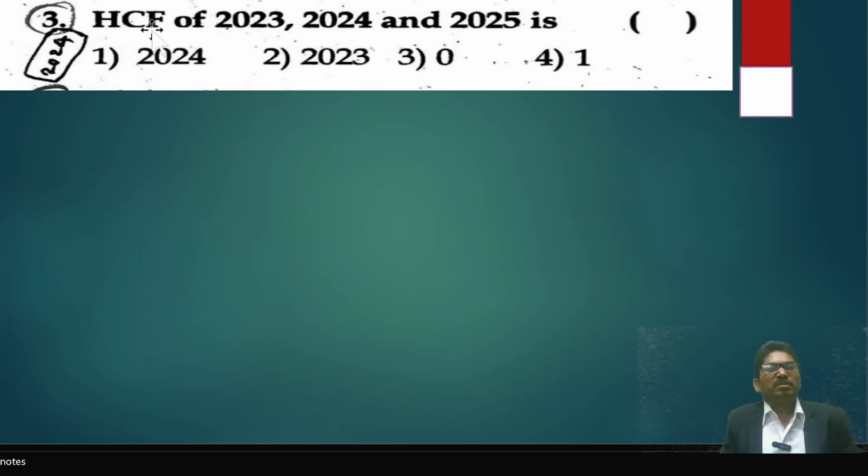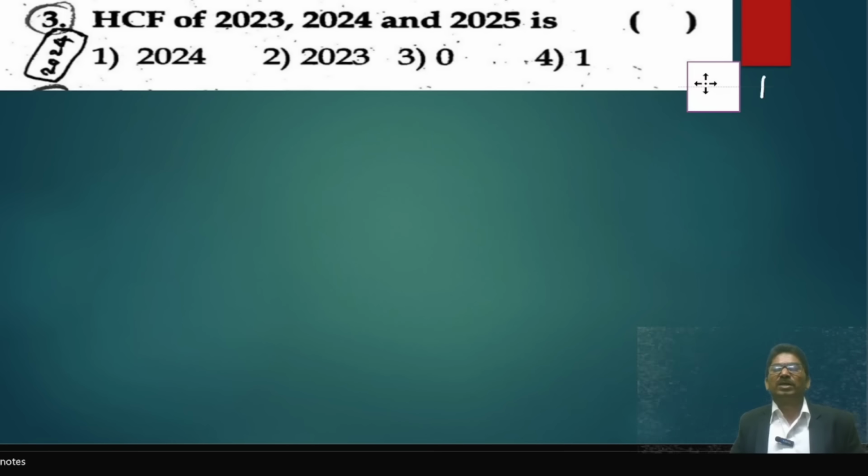Next, third: HCF of 2023, 2024 and 2025 is? HCF of consecutive natural numbers is always 1. So that's why, 2023, 24, 25 are consecutive natural numbers. That's why HCF of consecutive natural numbers is always 1. So that is the property, that is the tip.